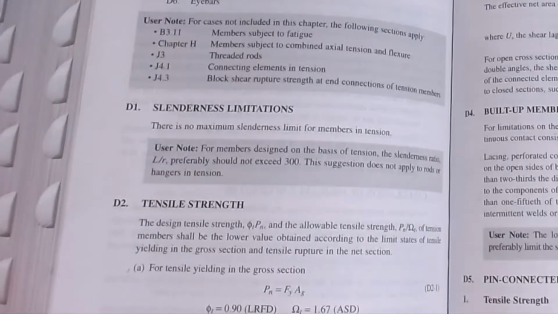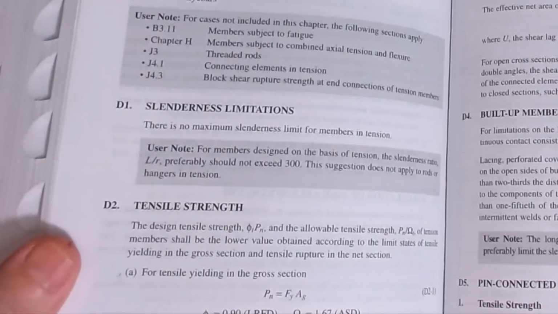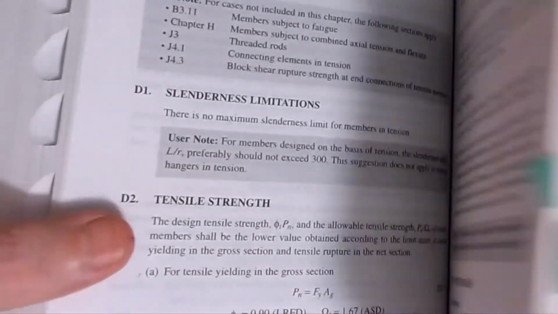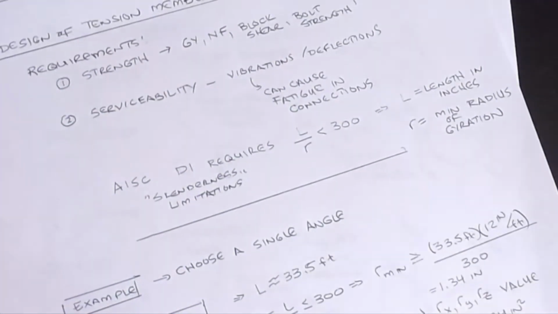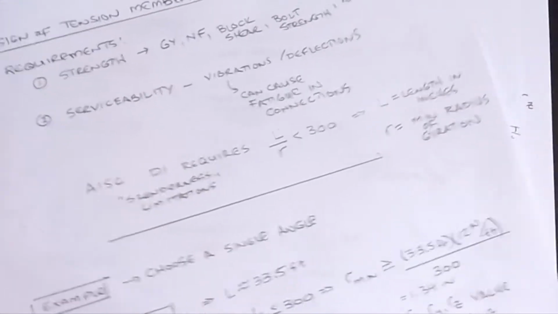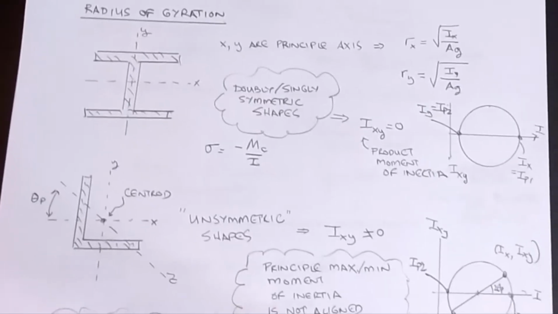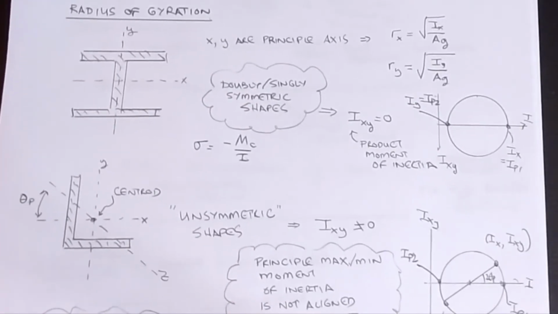Now, L is the length of the member, and r is going to be the least radius of gyration. So let's talk a little bit about those section properties, because this is really one of the first times in this series that we've dealt with the radius of gyration. I have a sheet here that will go through some factors that we want to keep in mind as we're working through this.